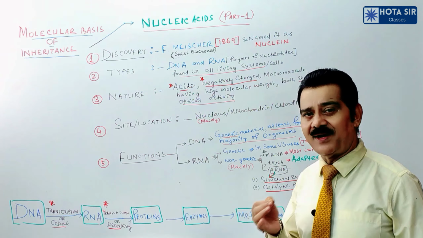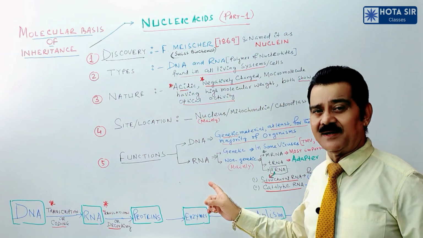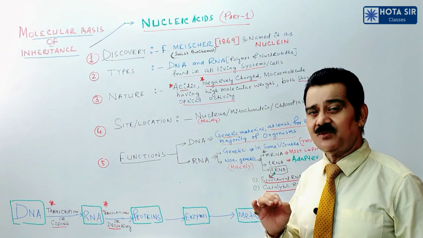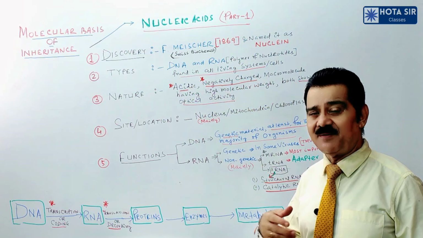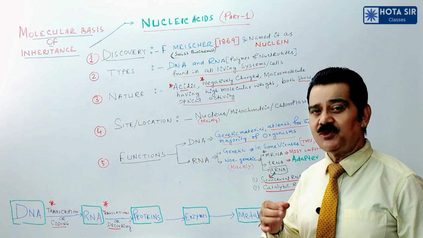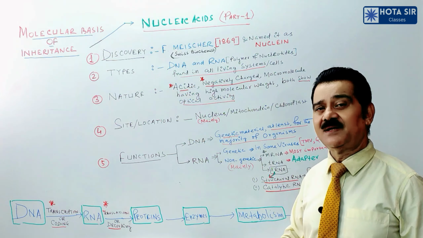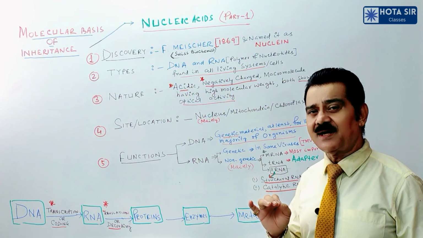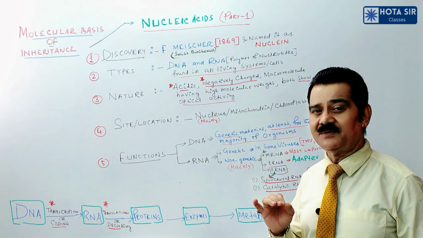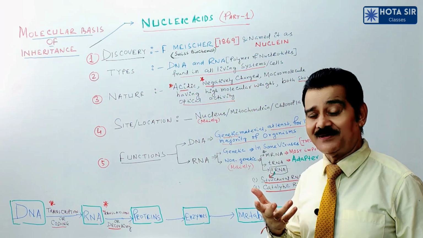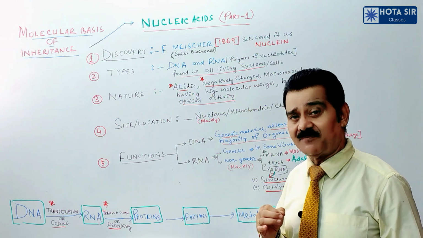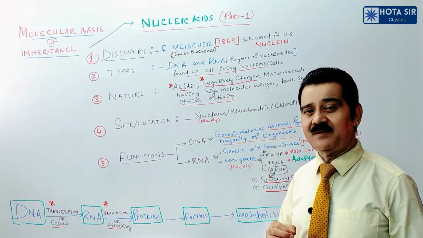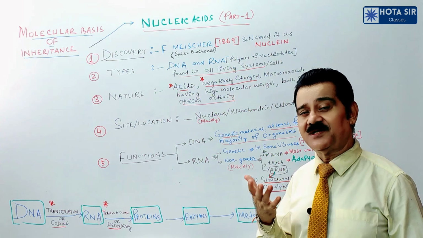Now one important point you should remember, messenger RNA is the most important RNA. If a question comes among these three RNAs, that is mRNA, tRNA, rRNA, which one is the most important RNA? That is mRNA would be the answer. Okay. Next, tRNA is also called adapter molecule, transfer RNA. Why is it called adapter? It picks up amino acid from the cytoplasm and brings it to the ribosome for protein synthesis.